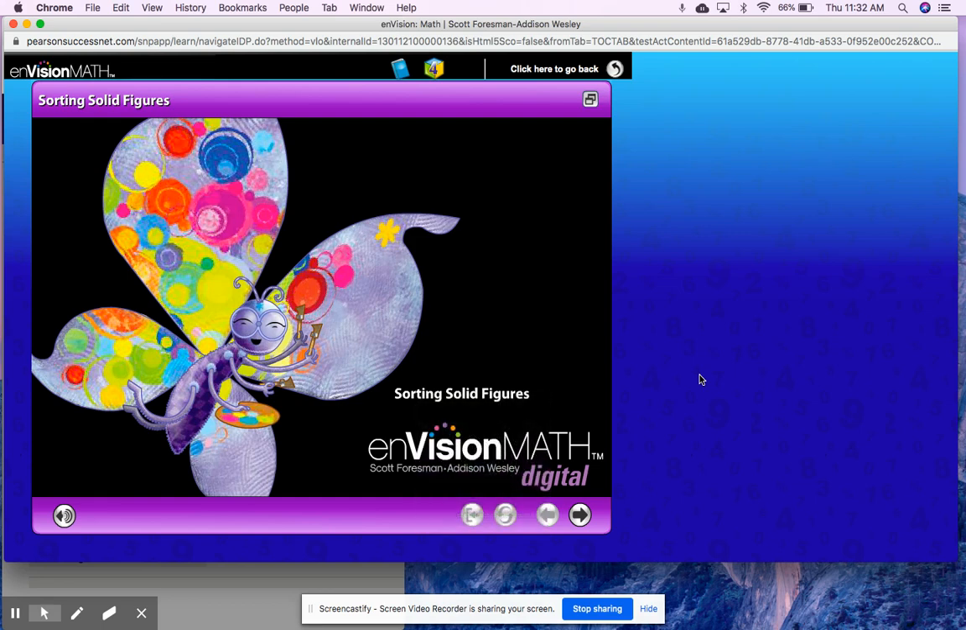In today's math lesson, we're going to continue talking about our solid 3D figures, but today we're going to talk about sorting them based off of how they look. Let's go into our video.